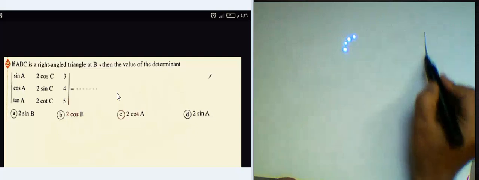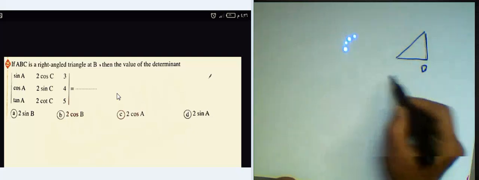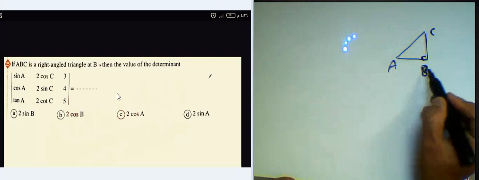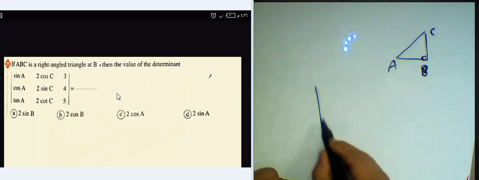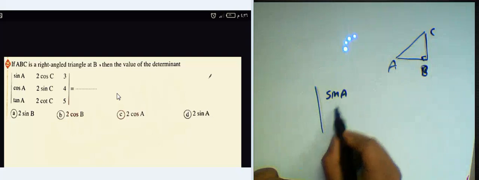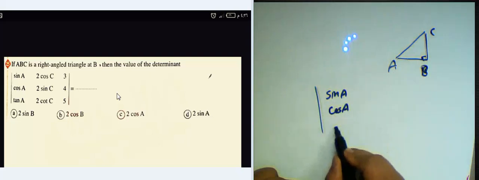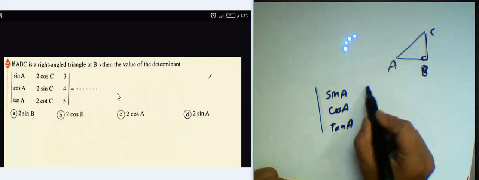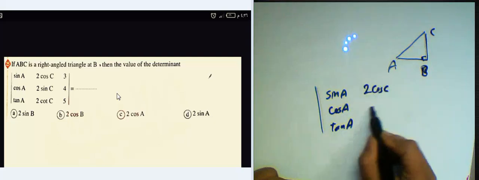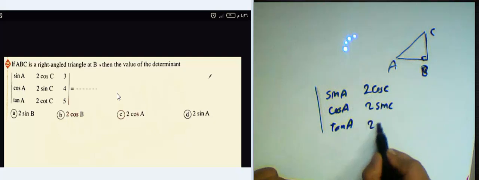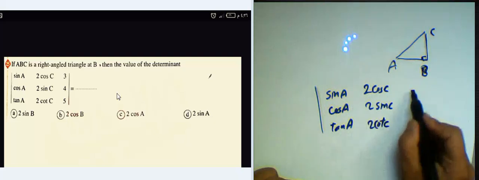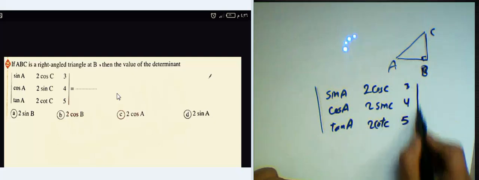Question 25. ABC is a right angle triangle at B. Then the value of the determinant equals blank. Okay, we have a right angle triangle at B, and we want to find the determinant here: sine A, cosine A, tan A, 2 cosine C, 2 sine C, 2 cotan C, 3, 4, 5.